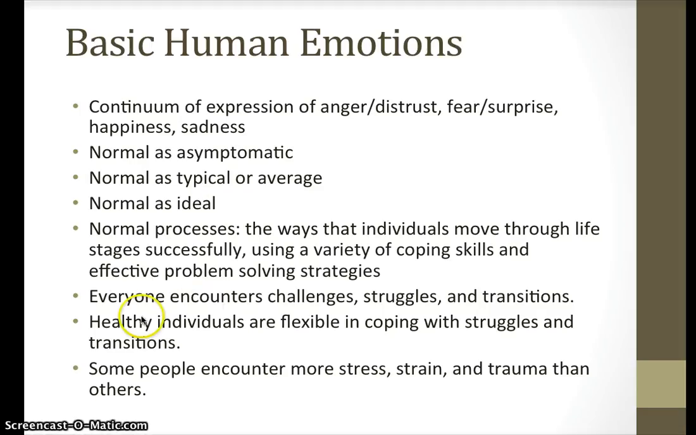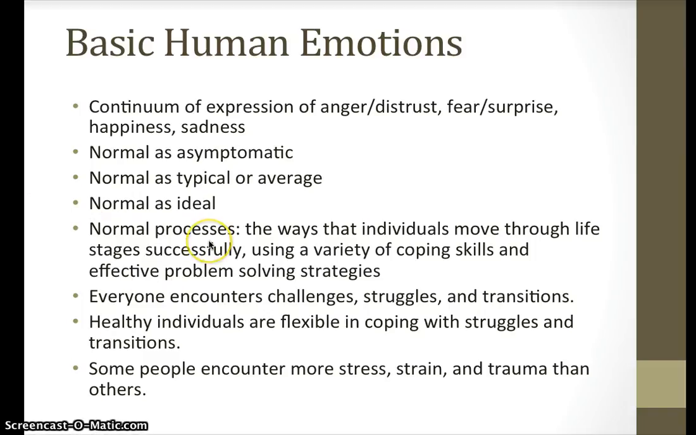the broader population. Sometimes people also use the word normal to refer to what is ideal. How would we like to be? What is our ideal mental health state? And then finally, there's the idea of normal processes. And this is a definition that I actually find there to be a lot of use in. The asymptomatic, typical or average or ideal all have a little bit of a problem in using those specific to mental health and mental illness.